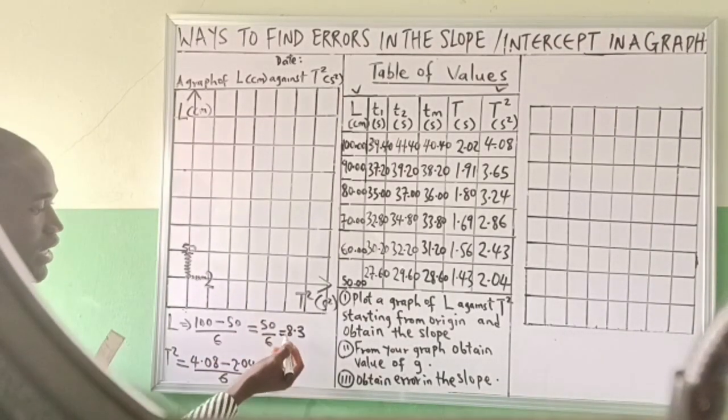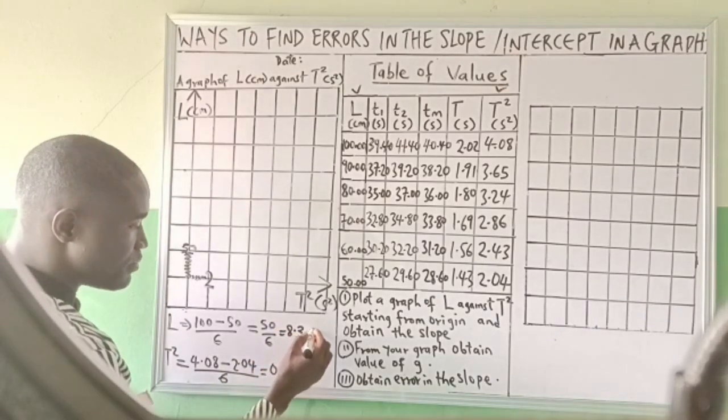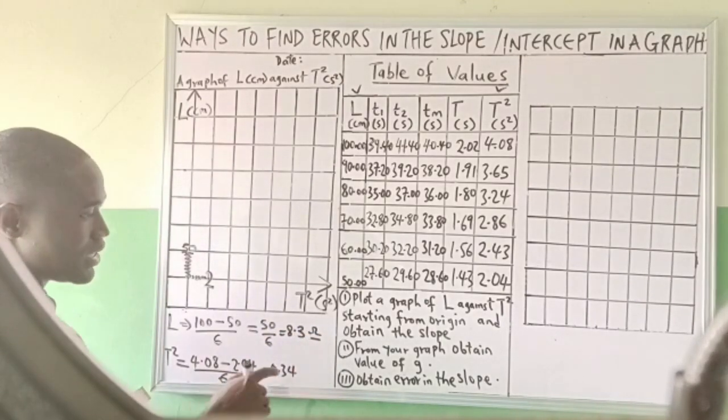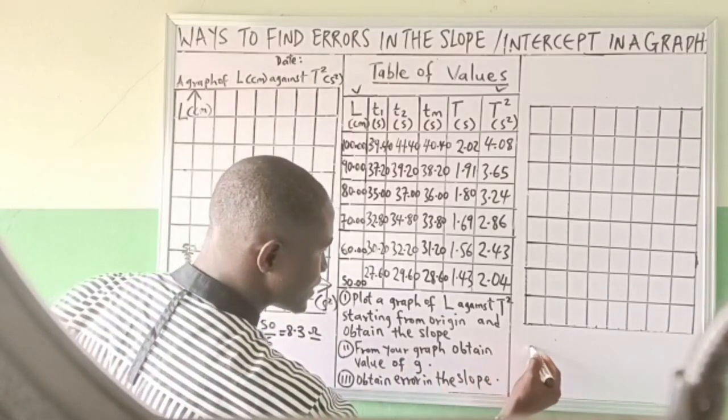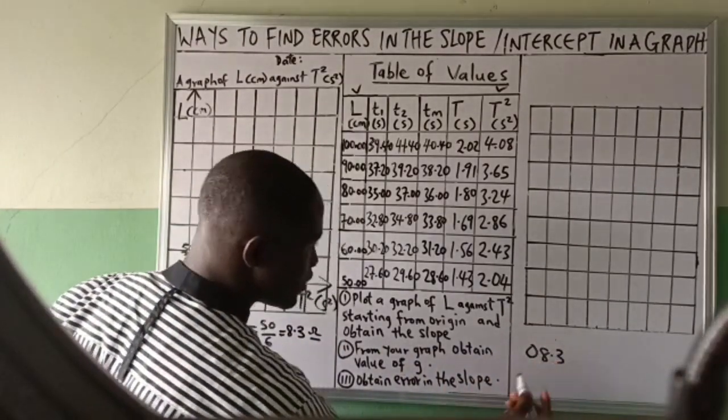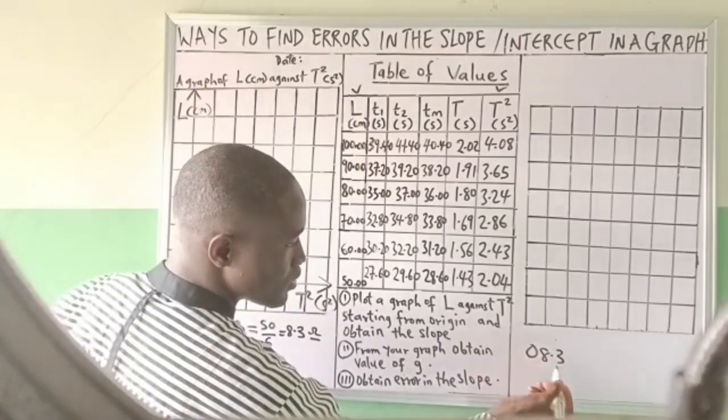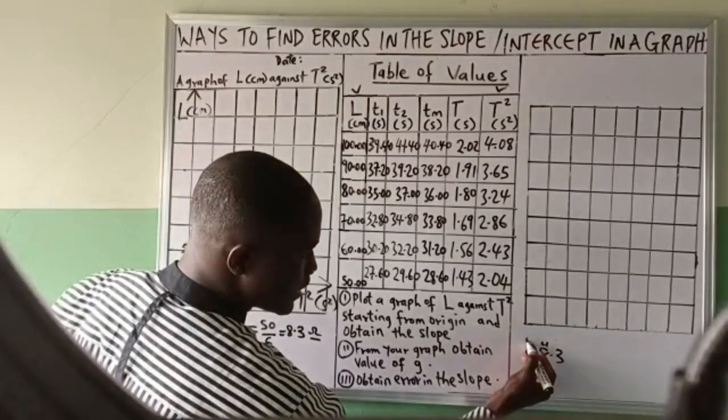Now, this 8.3, we will approximate it to the nearest ten. How do we do that? 8.3 is the same thing as 08.3. Nearest 10 means this is units and this is tens.